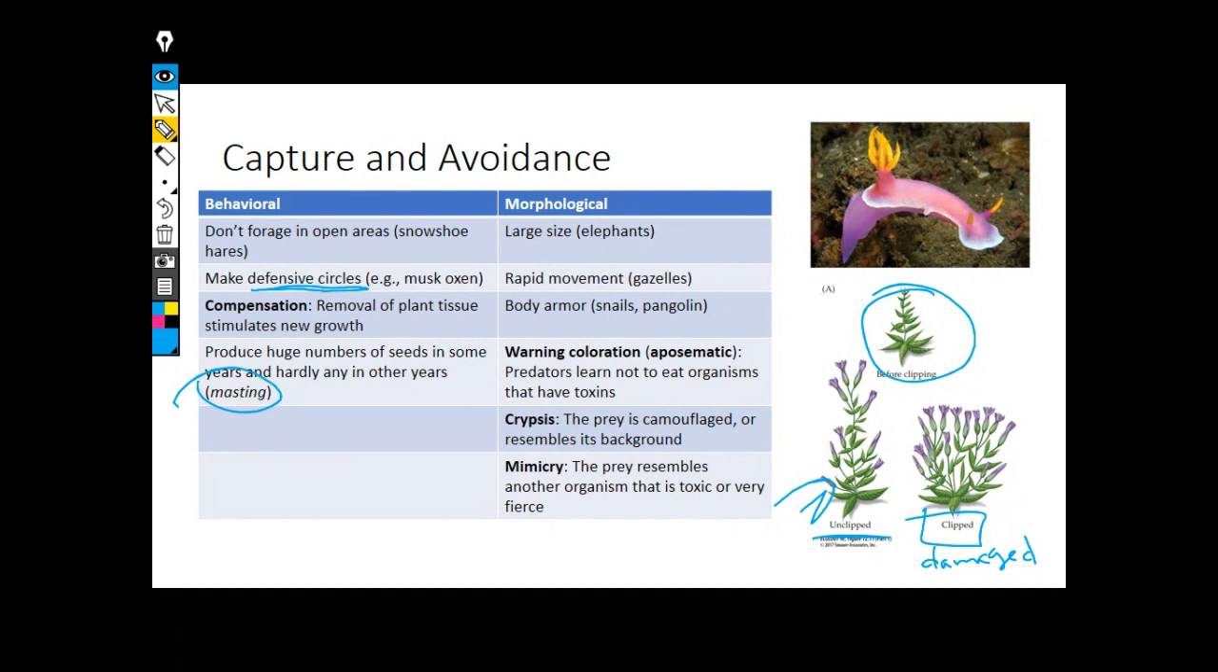Okay, for morphological, these are anything that's going to basically do the opposite of all of the stuff we just saw. Okay, so if we have a fast-running predator, having a fast-running prey, right, is going to be super helpful. Those heels.